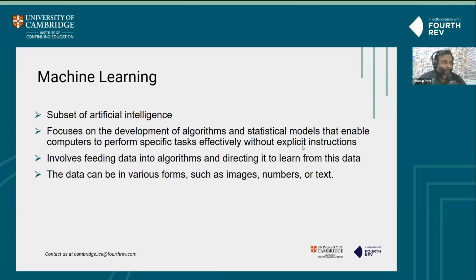What is machine learning? Machine learning is a subset of artificial intelligence. And the key aspect of machine learning is that it involves feeding data into algorithms. And there's a multitude of algorithms out there. So we feed the data into the algorithms and ask the algorithms to learn from this data. What does it have to learn? There are certain relationships and patterns hidden within this data. So we are asking the algorithms to go figure out those relationships and patterns. And once you do that, we are going to put you to good use. So that's what machine learning is all about.